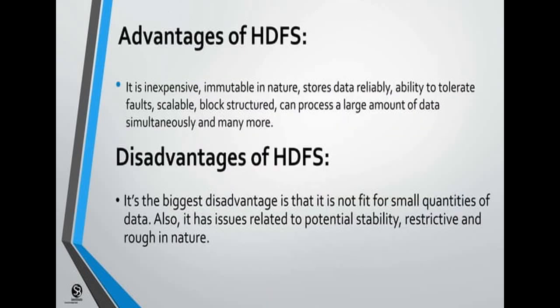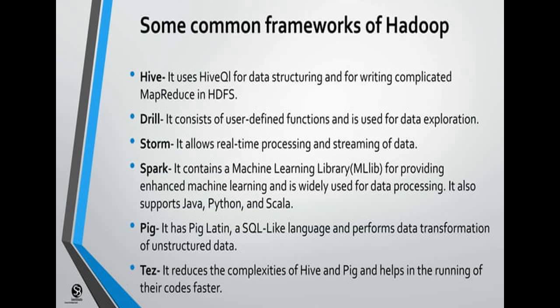So the advantages of the Hadoop Distributed File System are that it is inexpensive, immutable in nature, stores data reliably, has the ability to tolerate faults, is scalable, block structured, and can process a large amount of data simultaneously, and many more. The biggest disadvantage of HDFS is that it is not fit for small quantities of data. Also, it has issues related to potential stability, and is restrictive and rough in nature. So these are the advantages and disadvantages of HDFS.